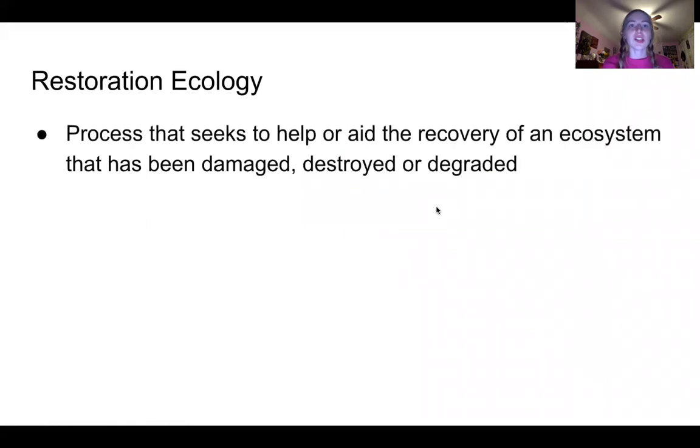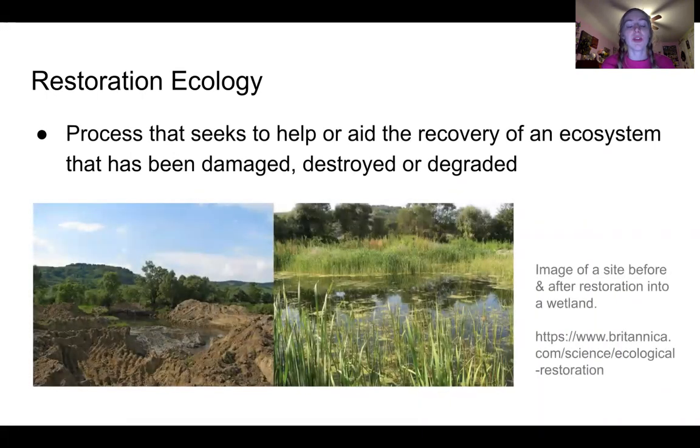So restoration ecology is a process that seeks to help or aid the recovery of an ecosystem or natural area that has been damaged or repaired in some way. Could be human or could be natural. And so here's an example of restoration of a wetland. On the left you have before, and on the right you have after the completed restored wetland.